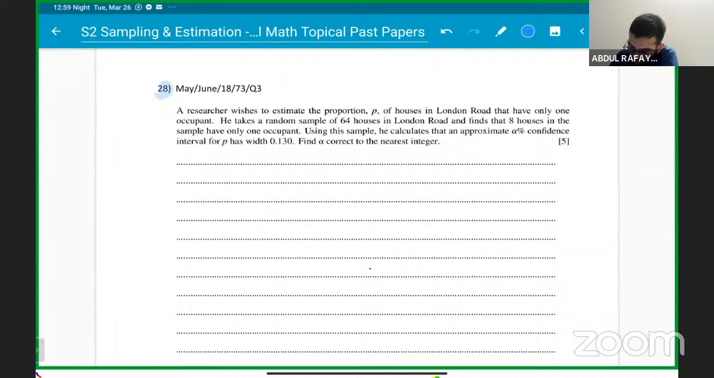This is question number 20, May June 2018. This is again from May June 2018. I'll give you a couple of seconds to quickly read this question, and then we are going to solve this.